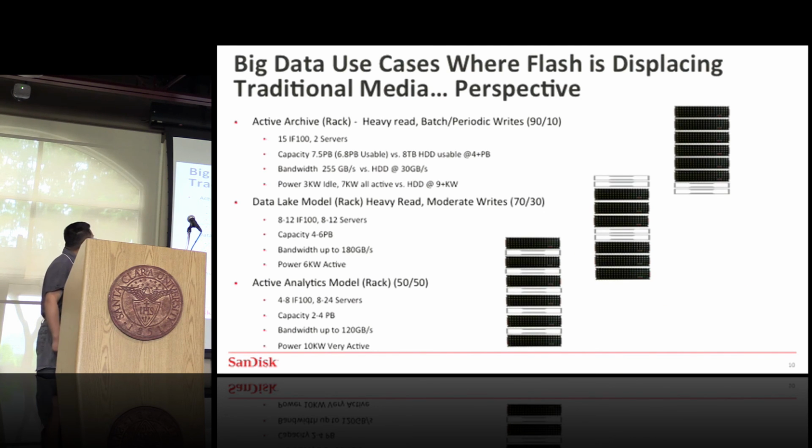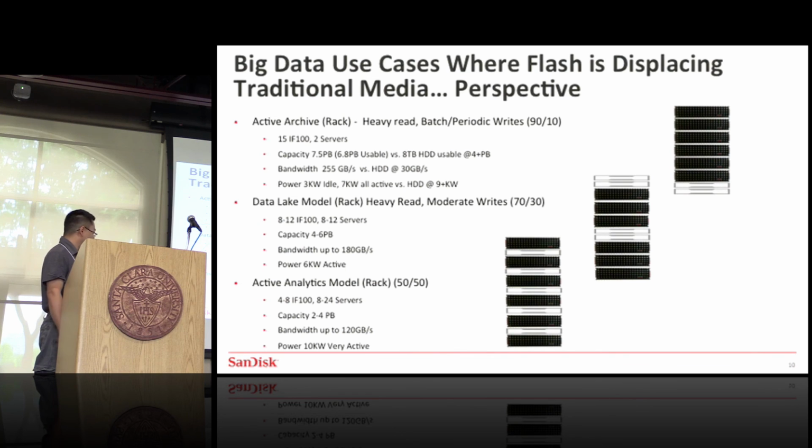So here's where you compare disk with flash. When you look at active archive, you can put 15 InfiniFlash in a standard 42U rack with 2 servers, and when you compare the capacity versus hard drives, you will have 4 petabytes raw. InfiniFlash will have 6.8 petabytes raw within a 40U rack with 2 servers with a bandwidth of about 255 gigabytes per second. This is again our previous product, double that for the 12G SAS product.